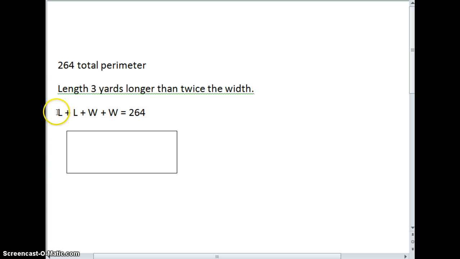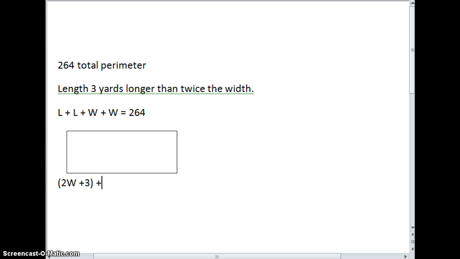Now the problem is we have 2 different variables, so we need to rewrite the length here in terms of the width. Basically translate this sentence here into some variables. So the length is 3 more than twice the width. So instead of writing an L for length, I'm going to write twice the width, and then an additional 3. That is the length right here. 3 more, add 3 to twice the width. So this whole little thing in the parentheses is how long the length is.